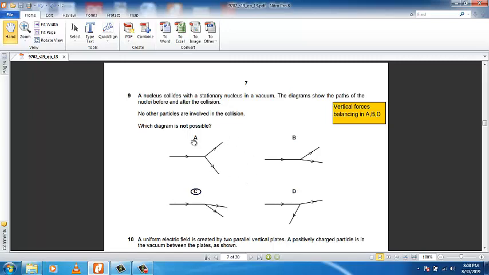Okay, so in part A, it says which diagram is not possible. In A, they are canceling out. You see, this component is going upward, and this vertical component is going downward, so they're canceling. In B and D, they're canceling out. In C, it is not. This is going downwards, and this vertical component is also going downwards. So they are not canceling out. So C is not possible.